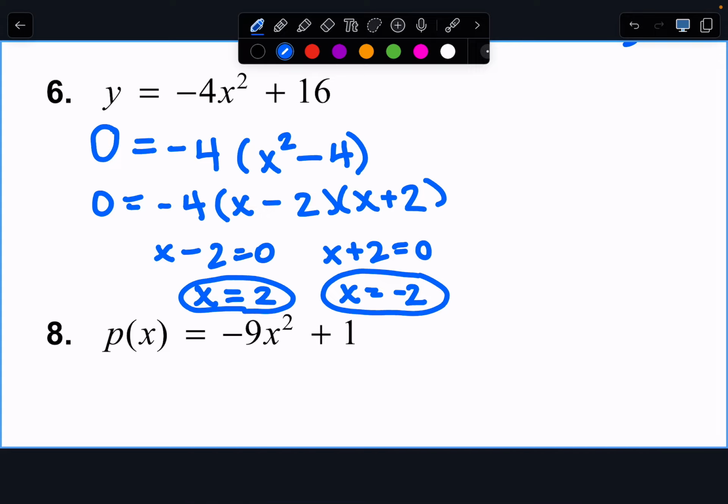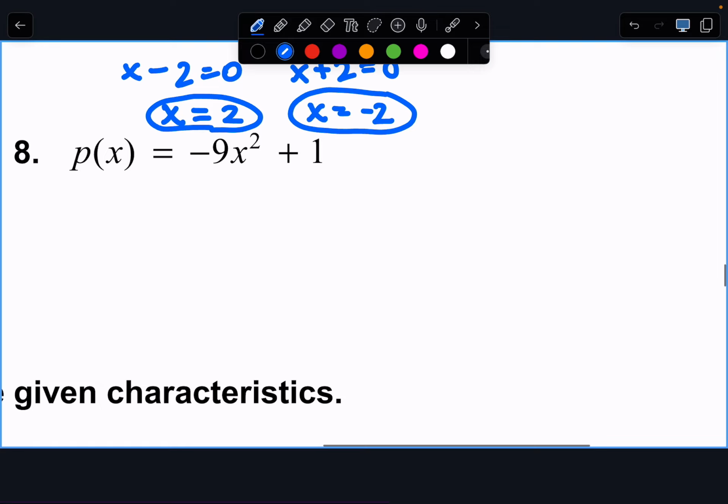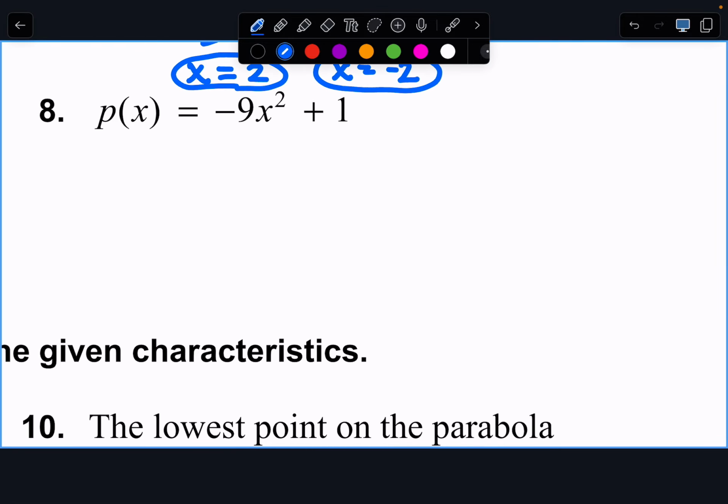Okay. Now, one more. Number 8. Okay. When I set number 8 equal to 0, why am I setting it equal to 0? What are we finding? The zeros. So we set it equal to 0. Okay, just make sure you have that down.